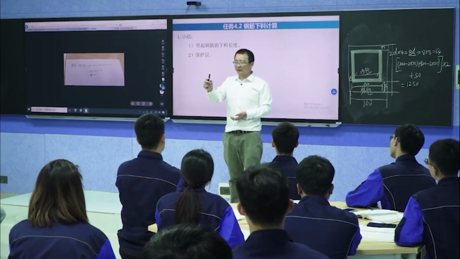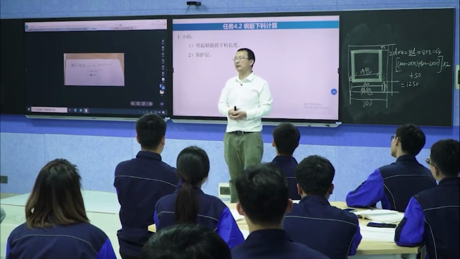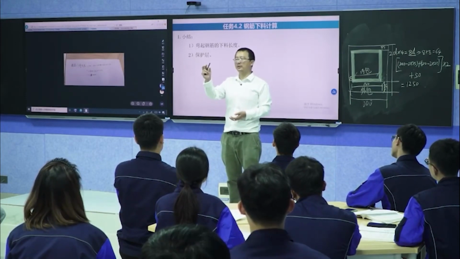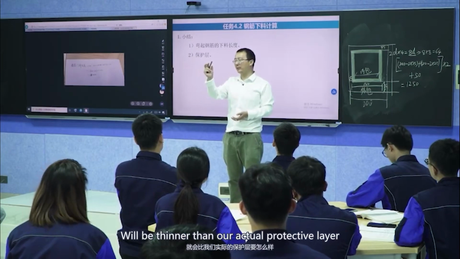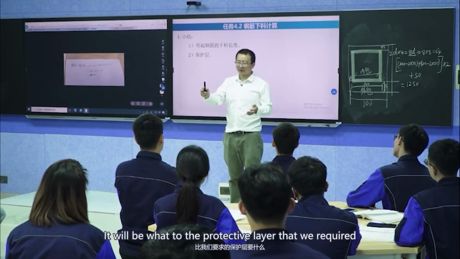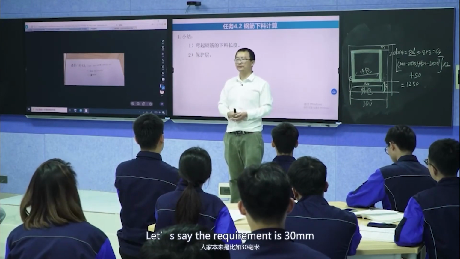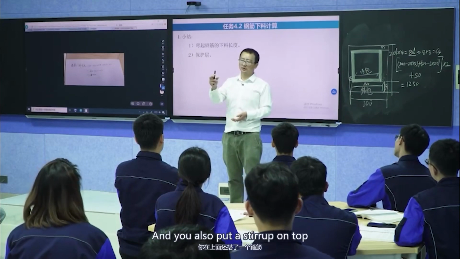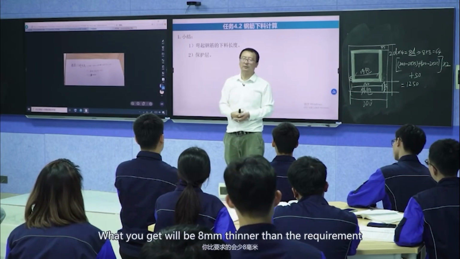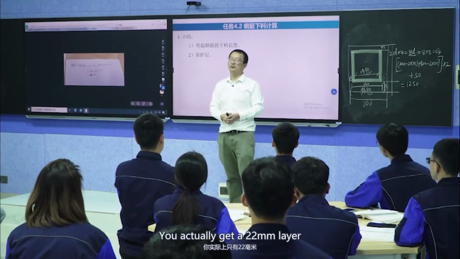If you understand it as the distance from the longitudinal reinforcement to the surface of the concrete, then your protective layer will be thinner than our actual protective layer, thinner than what we required. Let's say the requirement is 30 millimeters, and you also put a stirrup on top. If the diameter of the stirrup is 8 millimeters, what you get will be 8 millimeters thinner than the requirement. You actually get a 22 millimeter layer.